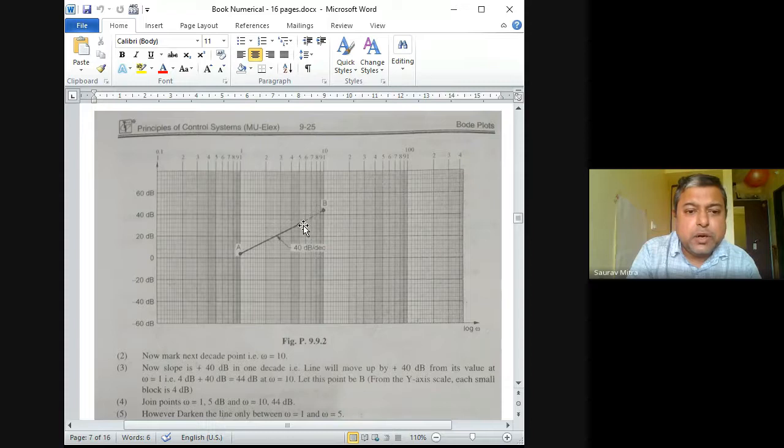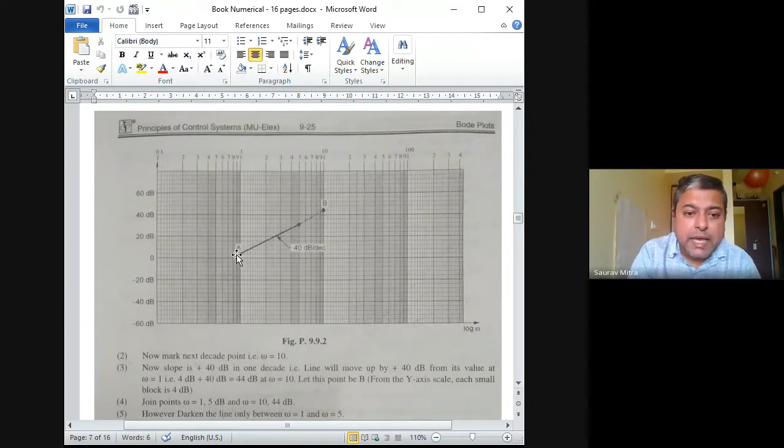But why have they stopped at 5? That is the question. Sometimes what happens is, suppose I want 40 dB while you are drawing the resultant. Suppose here a 20 dB per decade is getting added and you are drawing it. While drawing you have to plot this point B, but you have to come up to 5 because maybe at 5 there is another zero. That means there will be a slope change.